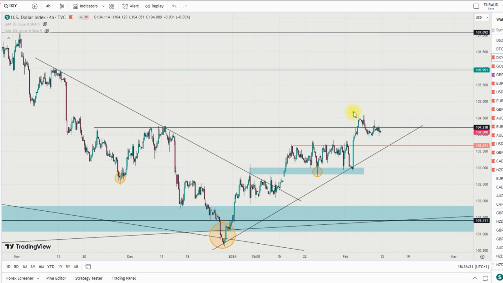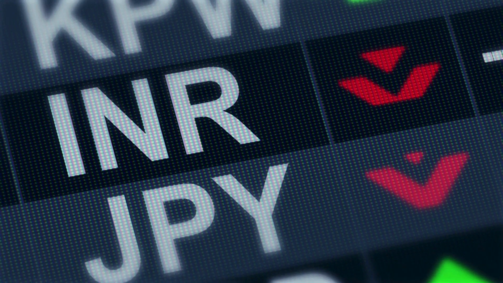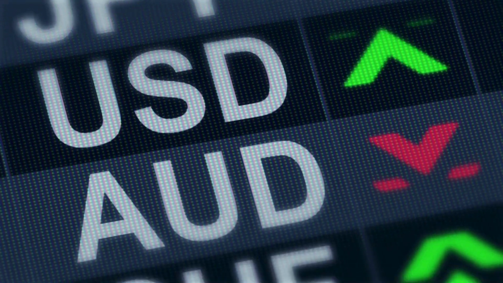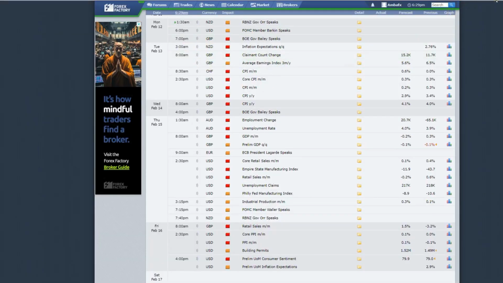So before we go to the individual currencies, let's check the economic activities of next week, and let's know how to position ourselves for it. On Monday, I think Monday is a quiet day in the Forex environment. The only things we have here are speeches: a Reserve Bank of New Zealand governor speech, an FOMC member speech, and a Bank of England governor speech. That is Bailey speaking right there.